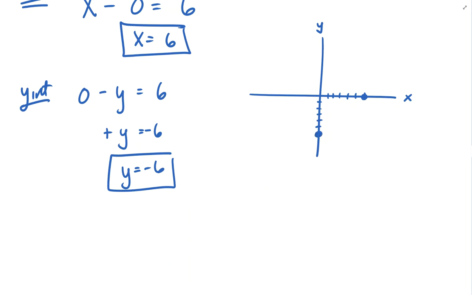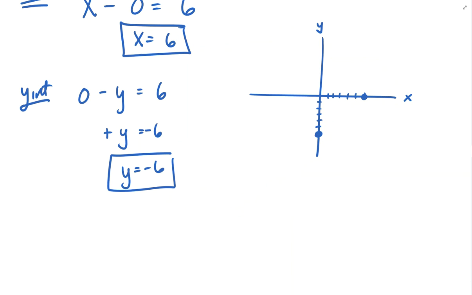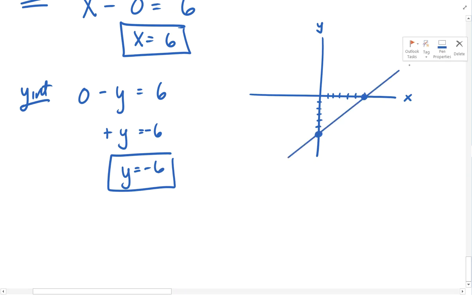So now I have my x-intercept, I have my y-intercept. And that should be sufficient for graphing a line. I'll cheat just a little bit here with my technology. The line just simply needs to be a straight line that connects those 2 points. And now we are finished.